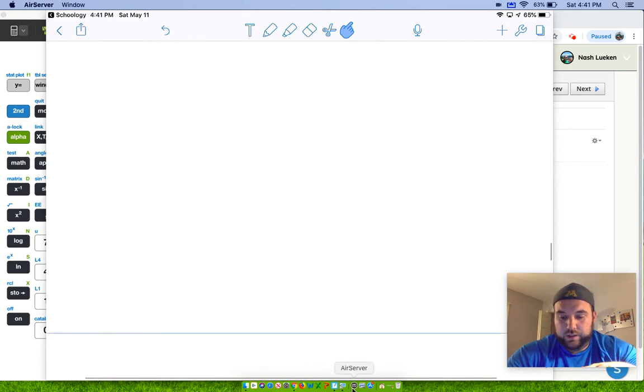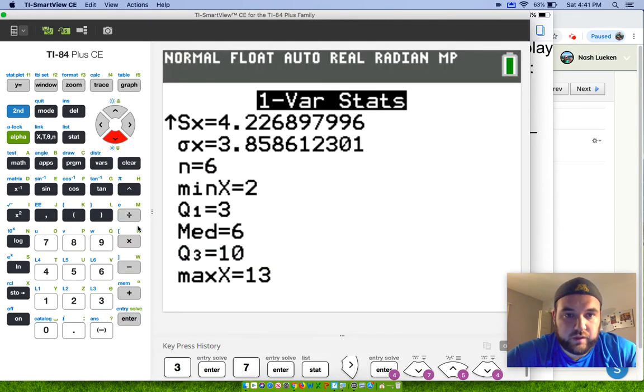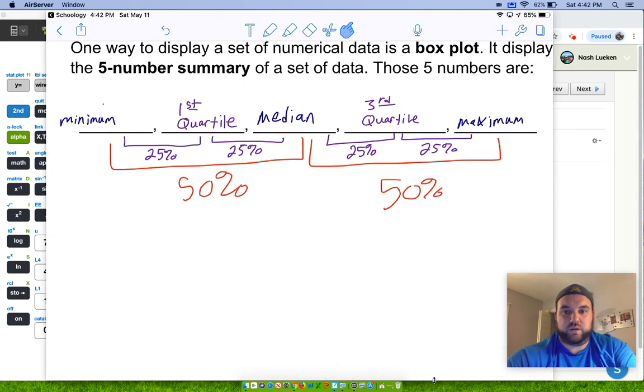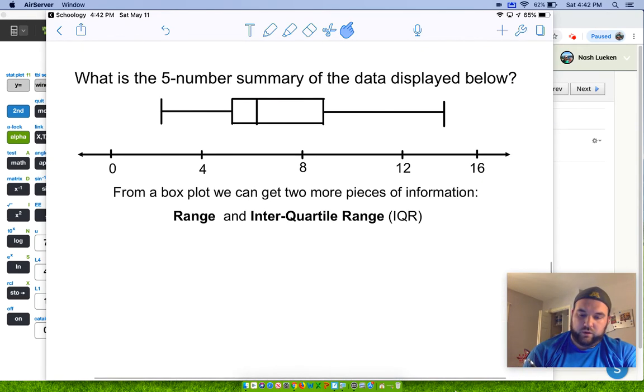So now the nice thing about this is that in the calculator, if you scroll down to the bottom, you'll see that the last 5 numbers in this list are the 5-number summary. So we don't have to go too far to find those numbers. So let's put this into practice real quick.